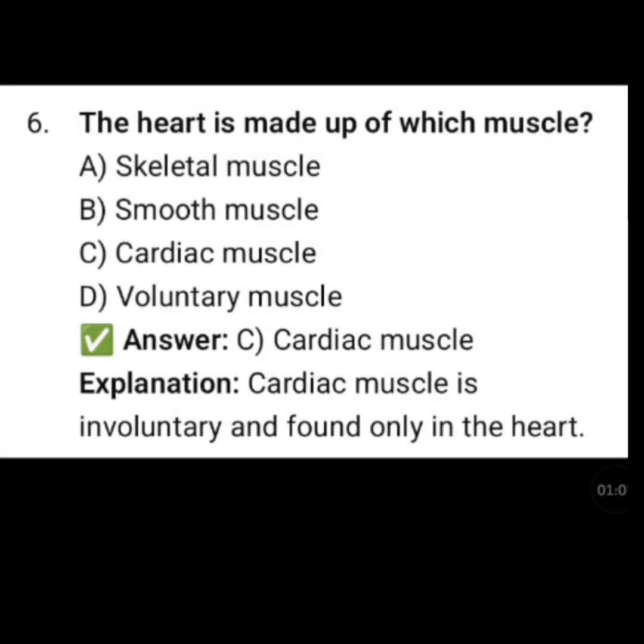The heart is made up of which muscle? Skeletal muscle, smooth muscle, cardiac muscle, voluntary muscle. The correct answer is option C, cardiac muscle. Cardiac muscle is involuntary and found only in the heart.